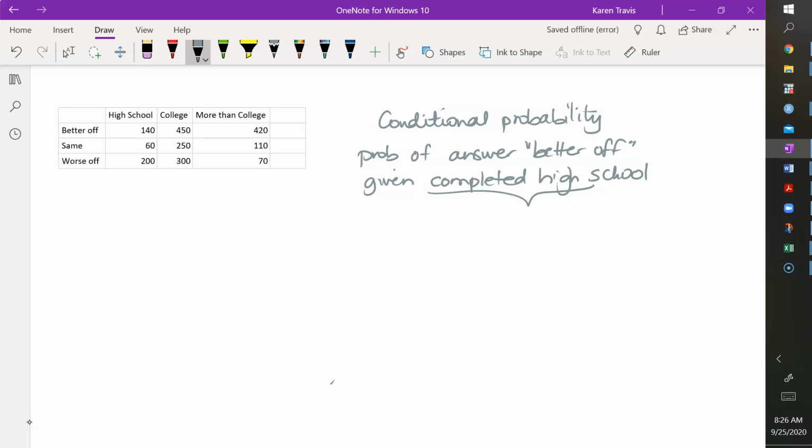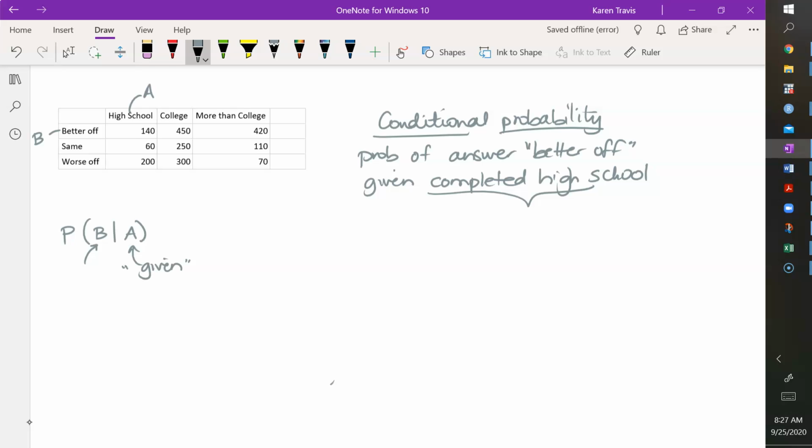I'm going to name some of these with letters to make it easier. Let's say that's A and high school is B. Well, maybe that's confusing because B is for better off. So I'm going to reverse these. Say that's B and that's A. So the notation for a conditional probability looks like this. It says, what's the probability of better off given completed high school? So this is the second event and this is the given.